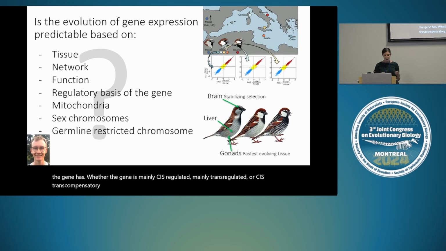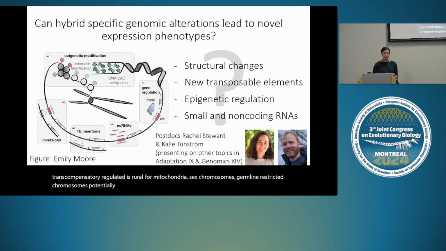Is there a role for mitochondria, sex chromosomes, germline restricted chromosomes potentially? And then, of course, there are multiple layers of regulation of gene expression, and there are many phenomena in hybrids which include, for instance, structural changes such as inversions, insertions, deletions. There are new releases of transposable elements with new insertions and new expression. We know that epigenetic regulation, both histone modifications and methylation, can change in hybrids.